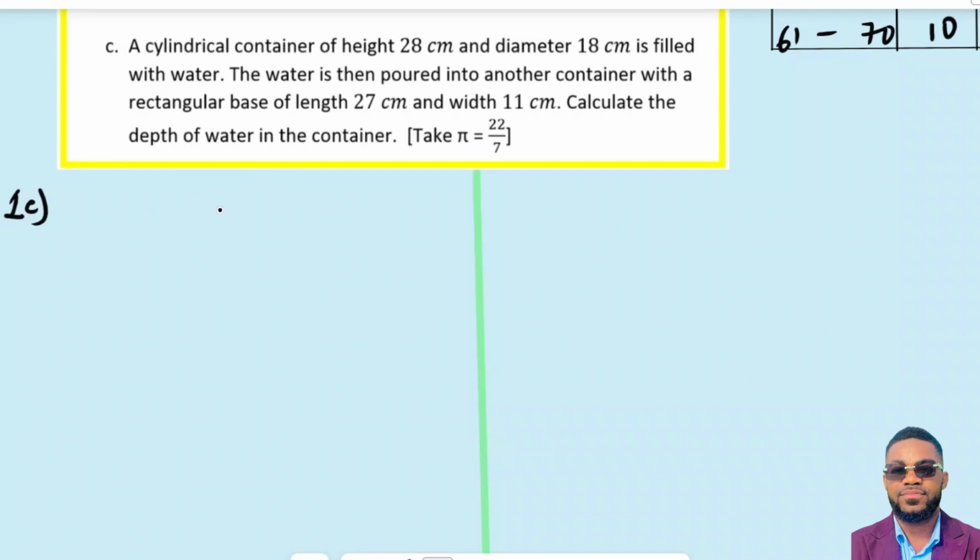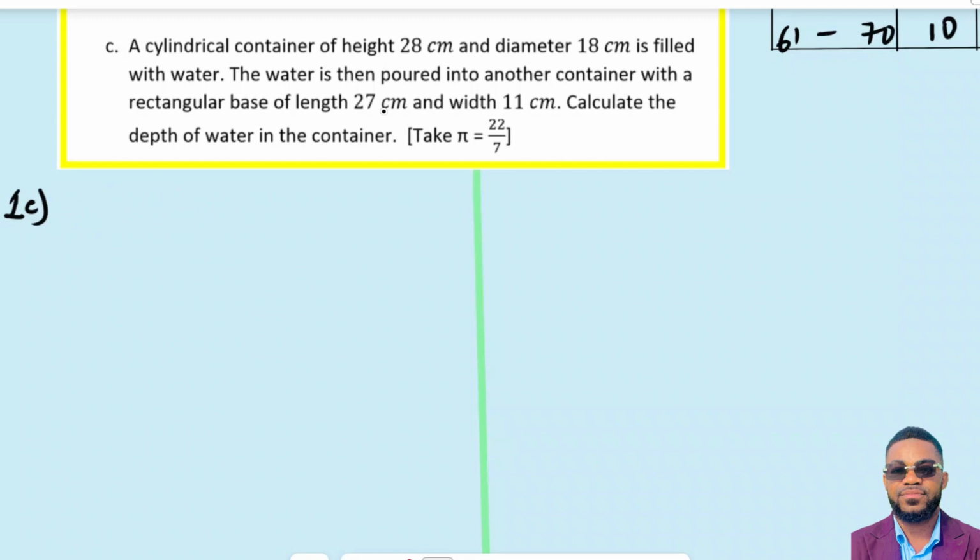Now, this water is poured into a rectangular base container, meaning a cuboid. So we have to find the depth of water, that means the height of water in the container. So first of all, this is what you're supposed to know. Let me write down the information given in the question before we continue.